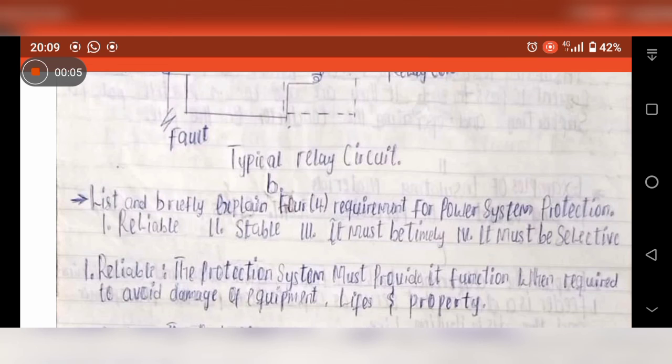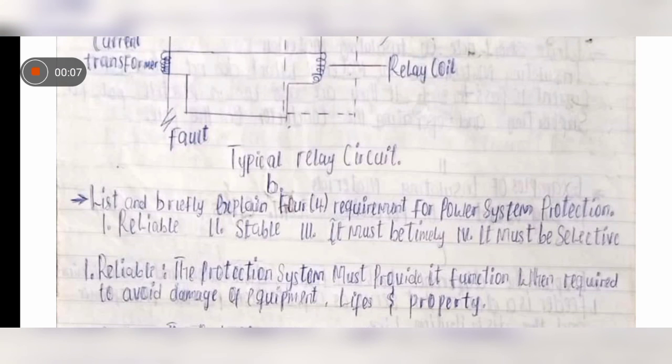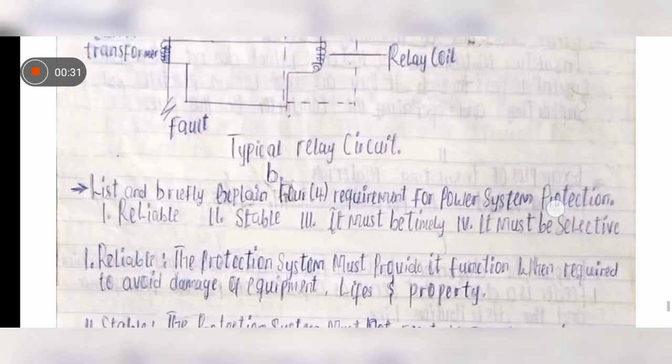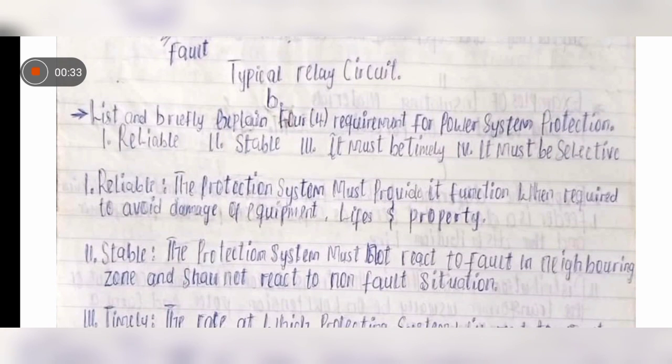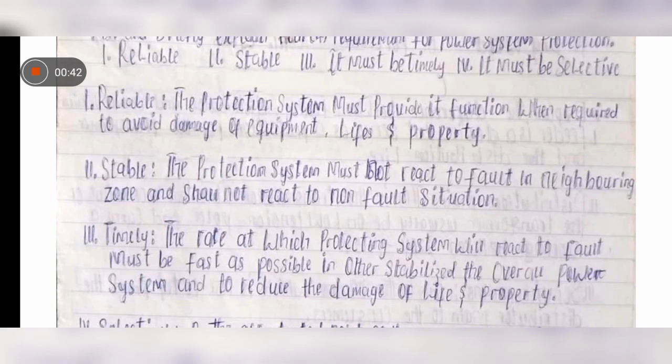Okay, list and explain four requirements for power system protection. A good power system protection should be reliable, stable, timely, and selective. Reliable in the sense that it must always provide its function when required, to avoid damage of equipment, lives and property. It must be stable. The protection system must not react to faults in a neighboring zone and shall not react to non-fault situations.